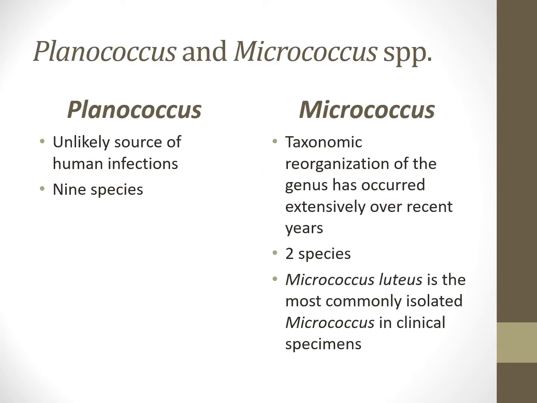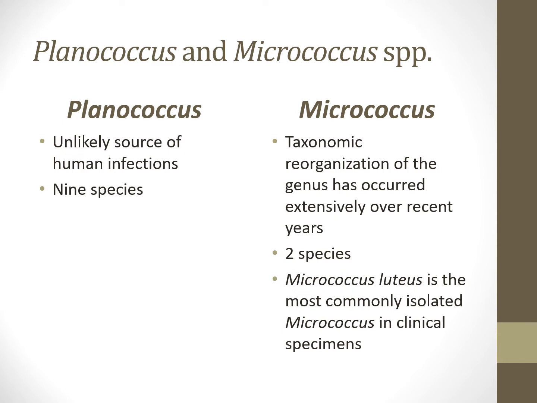All right, so there's two organisms I want to start with. That would be Planococcus and Micrococcus. We're not going to talk about Planococcus too much, just a little bit right now, and then that'll be the last you hear of Planococcus. But Planococcus is an unlikely source of human infections, and there are 9 species, and that's about all you need to know about Planococcus. The one that I want to focus on next is Micrococcus species.